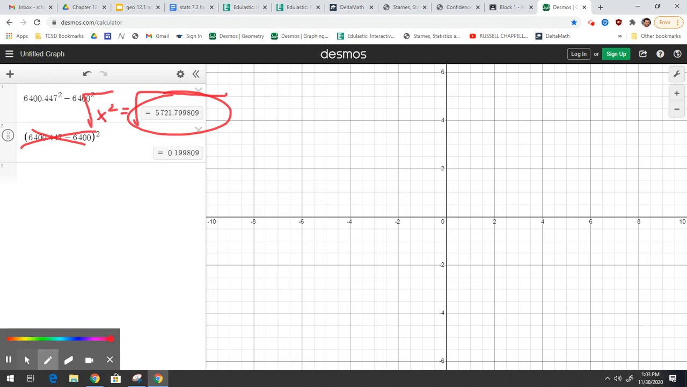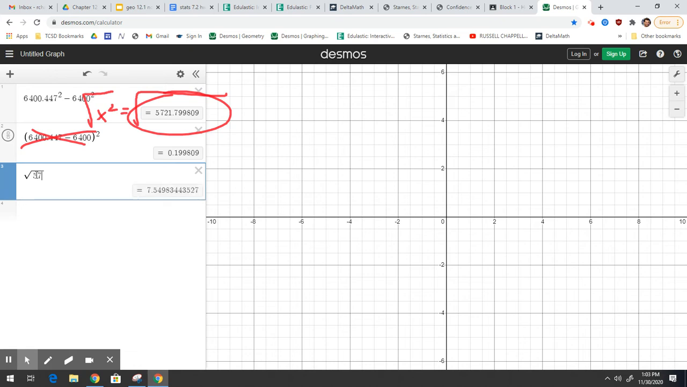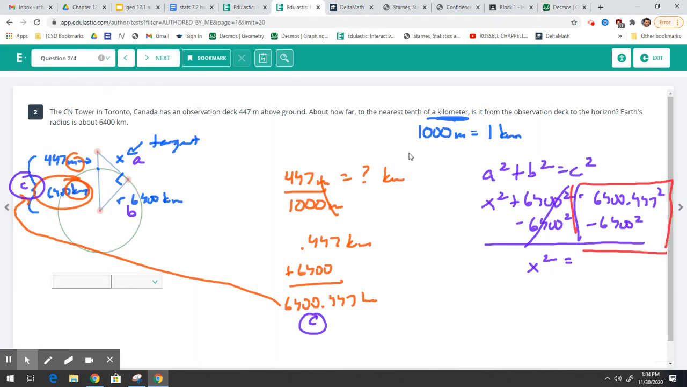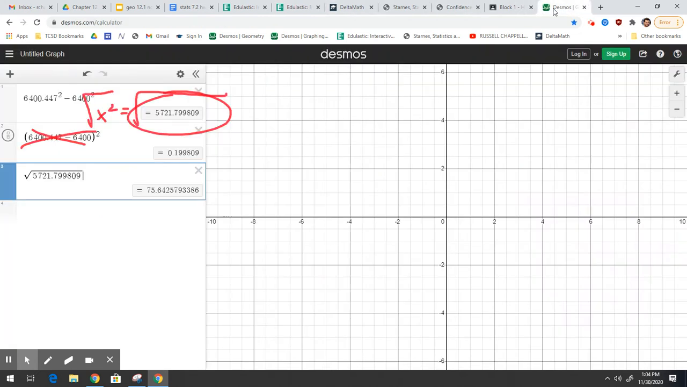And I'm going to take the square root of this number. So I just type in square root, and I get 5721.79989. And there I go. And I believe it said to the nearest tenth. Let's go back and look real fast. To the nearest tenth of a kilometer. And because we did all the legwork up front, this is in kilometers.